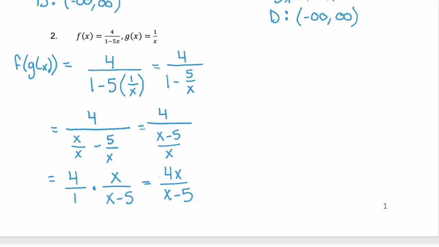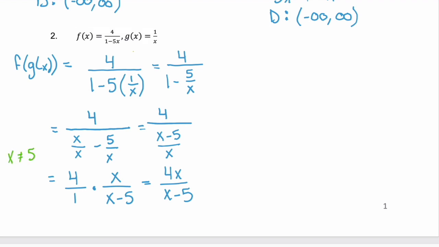Now, to find the domain. The domain is going to be any value that is in the domain of f of x and g of x, but also it needs to be something that can't make g of x 0. So we know that 5 is not a possibility because of our composition here. If x is 5, our denominator becomes 0. So let's make a note that x cannot be 5.